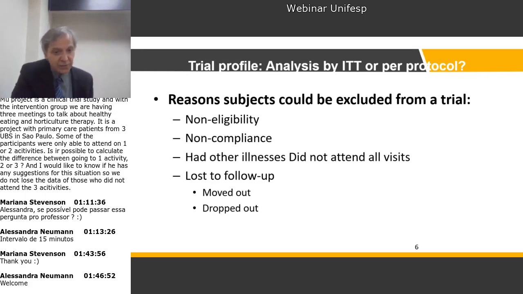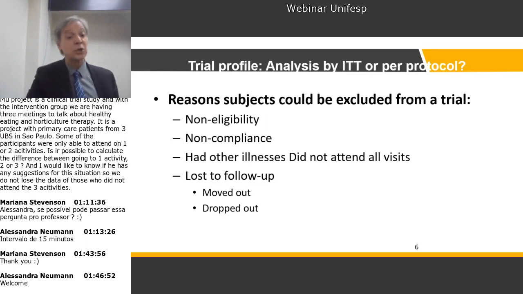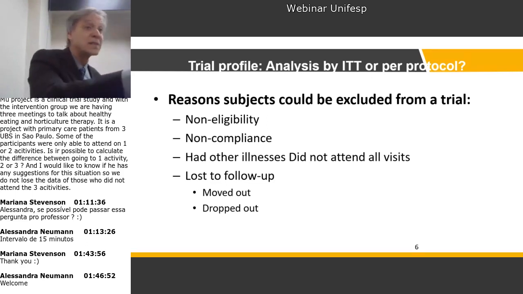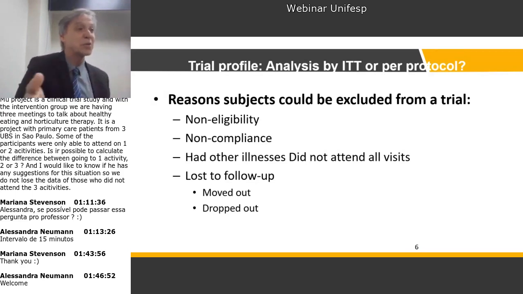Non-eligibility, non-compliance, had all the reasons to exclude. These are good reasons to exclude people. Did not attend all visits. Example of our colleague who asked the question, should we exclude them? Depends. If it's critical and you only have 2 levels, but you can create 3 levels, don't exclude them. Include them and say, hey, they don't come. Actually, you want them. And therefore, it doesn't match what you actually had in your question. But that's the real issue about attendance to visits.